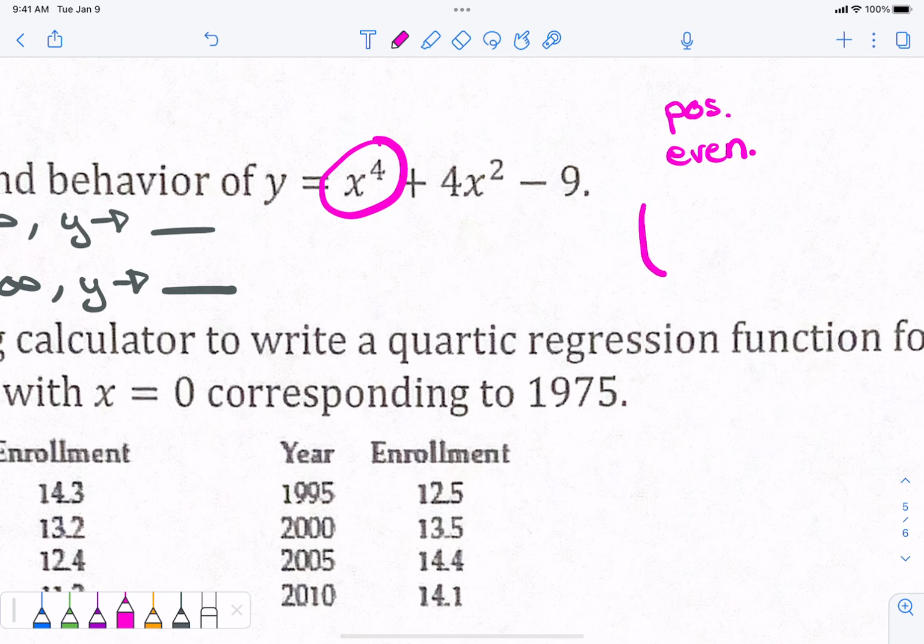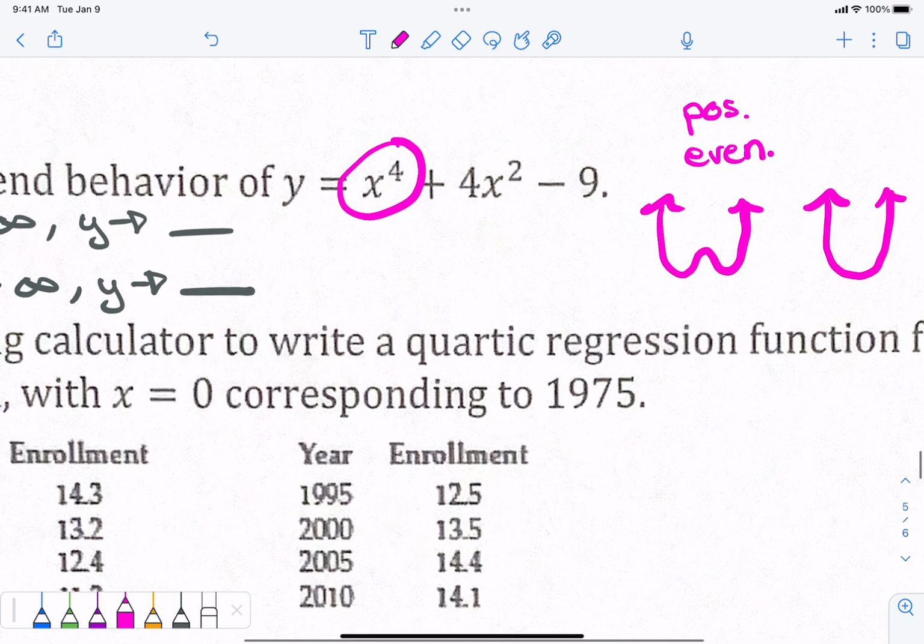Up and up on both sides. He's going to look like this, like a W. He might even be flatter in the middle and not have a little hump in the middle. We don't know for sure, but we know he's going to end up and up if he's x to the fourth power. That's the way it works.